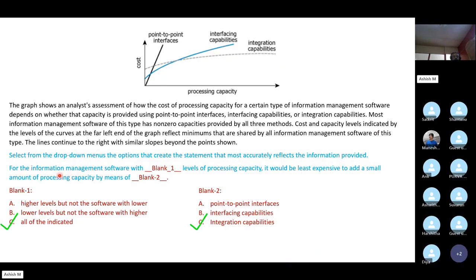It's basically like this. For software with higher levels, but not the software with lower levels. So software with higher levels of processing capacity, higher levels, again, as I said, no fixed demarcation for that. So we are talking about higher levels here, and let us say we talk about lower levels here. But then in this particular case, as we discussed, integration capability, irrespective of what the processing capacity is, whether we are talking about this range or this range, in either case, it proves to be most cost effective. Okay, sir. All right.